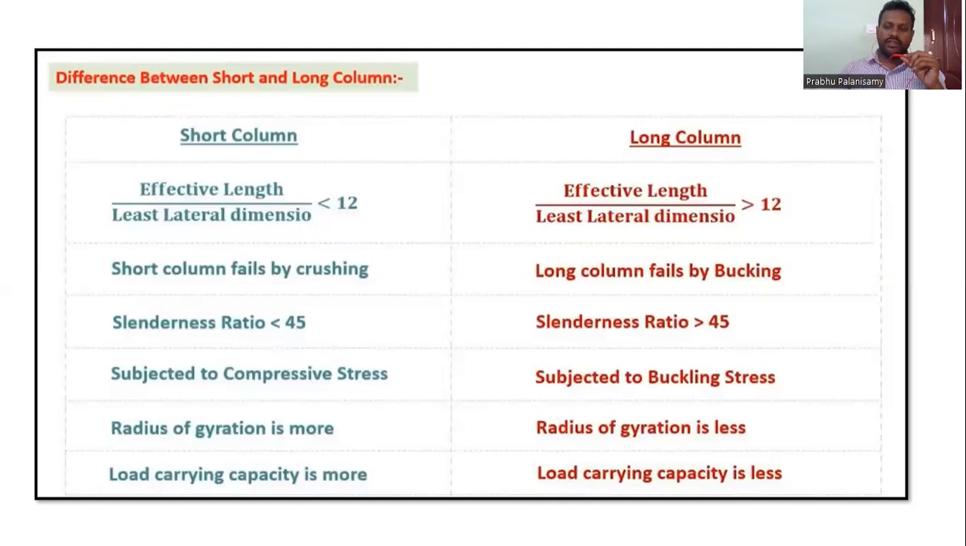A short column fails in crushing and a long column fails by buckling. The slenderness ratio should be less than 45 in a short column and greater than 45 in a long column, which is subjected to buckling stress. Radius of gyration is more in a short column and less in a long column. Load carrying capacity is more in a short column and less in a long column. So you always prefer a short column over a long column in the field.